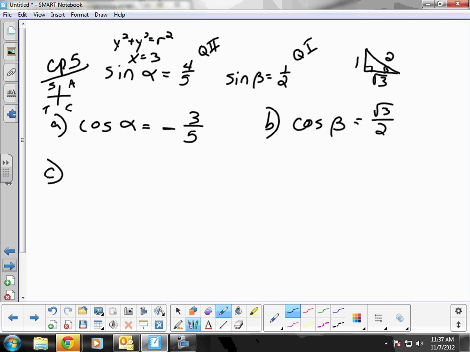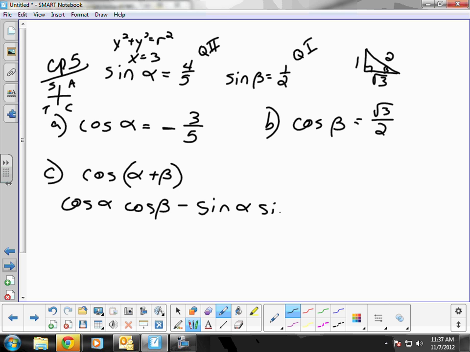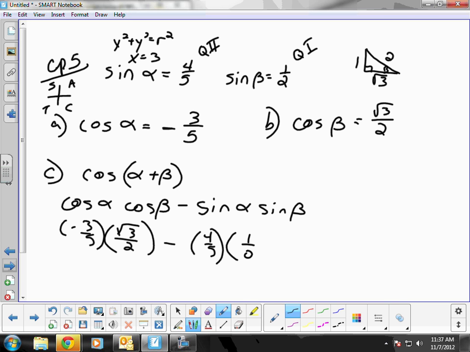Part C wants us to find the cosine of alpha plus beta. So using the formula, that's the cosine of alpha times the cosine of beta minus the sine of alpha times the sine of beta. And we just found all those values, so we can plug those in now. Cosine of alpha we said was negative 3 over 5. Cosine of beta we said was the square root of 3 over 2. Minus the sine of alpha was 4 over 5, and the sine of beta was 1/2.